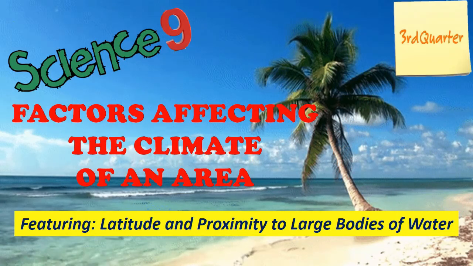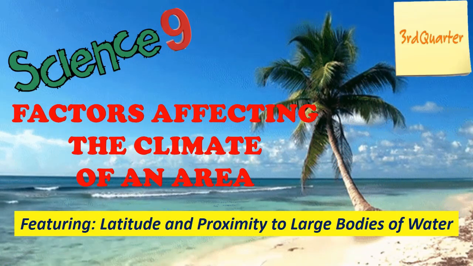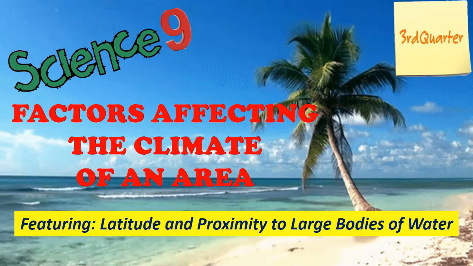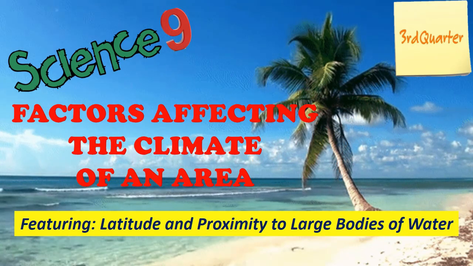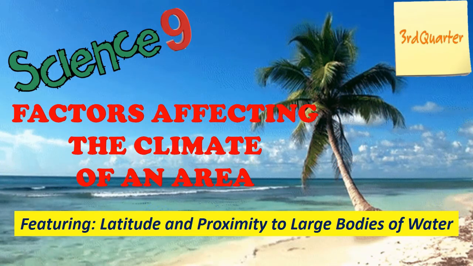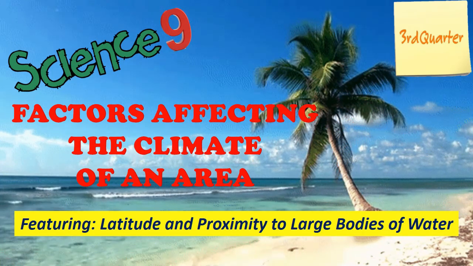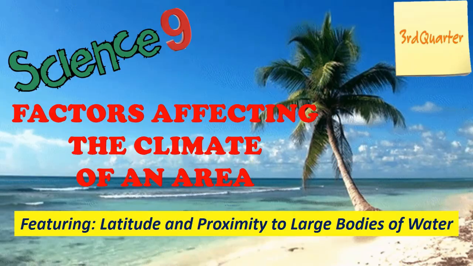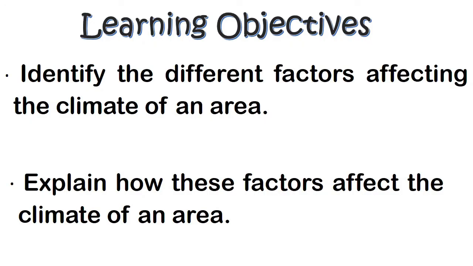We're on the third quarter, Module 4, Factors Affecting the Climate of an Area. For this day, we will focus on the first two factors affecting the climate, namely latitude and proximity to large bodies of water. Remember our learning objectives. Identify the different factors affecting the climate of an area and explain how these factors affect the climate of an area.